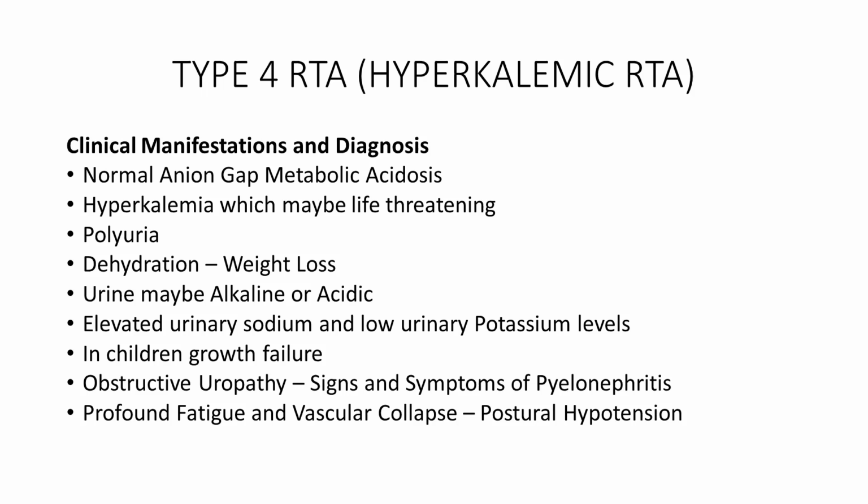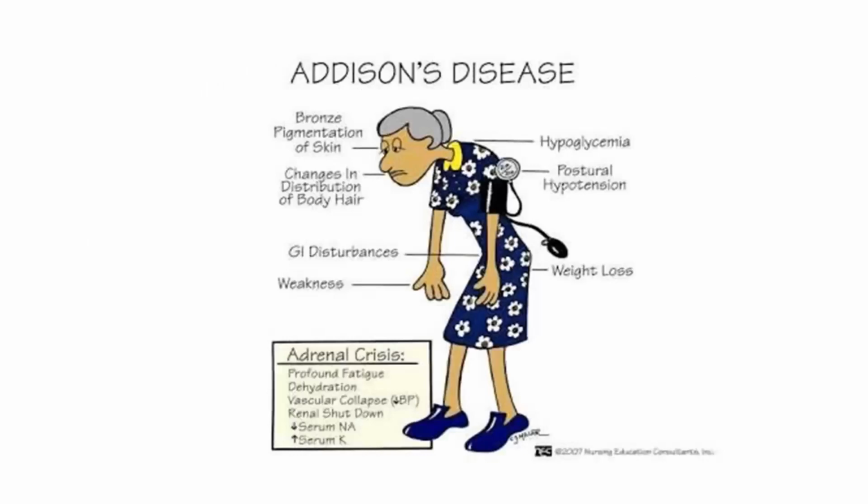In children, there is growth failure, obstructive uropathy, signs and symptoms of pyelonephritis, profound fatigue, and vascular collapse. Postural hypotension is very common in patients with Addison disease. This is a diagrammatic representation of Addison disease: changes in the distribution of body hair, pigmentation of the skin, GI disturbances, postural hypotension, hypoglycemia, weight loss, weakness. And this may lead to adrenal crisis as a result of profound fatigue, dehydration, vascular collapse, renal shutdown, low serum sodium, and high serum potassium.